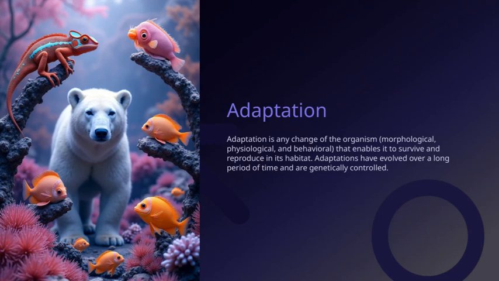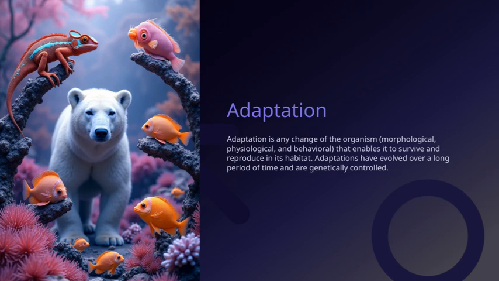Adaptation is all about the changes that happen in an organism to help it survive and reproduce in its environment. These changes can be morphological, meaning physical features, physiological, relating to how the body functions, or behavioral, which are the actions or responses the organism exhibits. The key idea here is that adaptations are what allow an organism to thrive in its specific habitat.